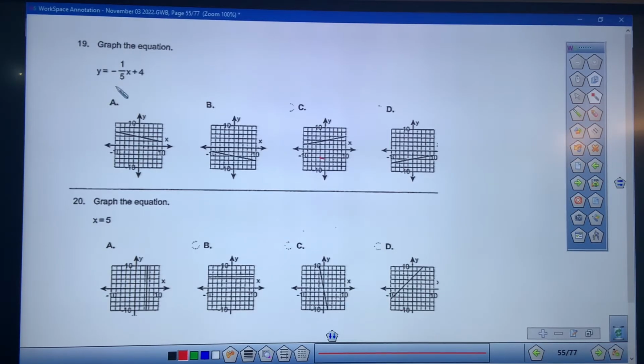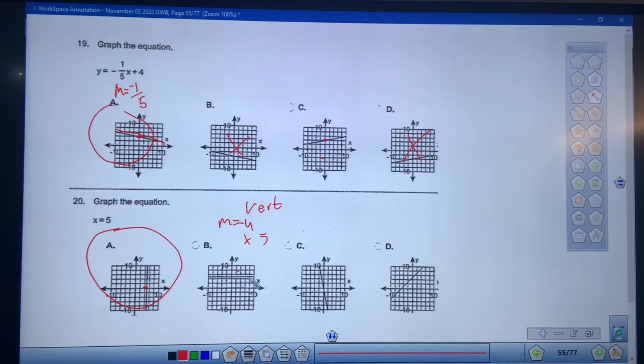Y equals mx plus b. The slope is negative 1/5. The y-intercept is 4. So notice it has to be a negative slope, so it has to be choice A. X equals 5, that's a Vux. That's a vertical line whose slope is undefined through x equals 1, 2, 3, 4, 5. So it would have to be choice A.